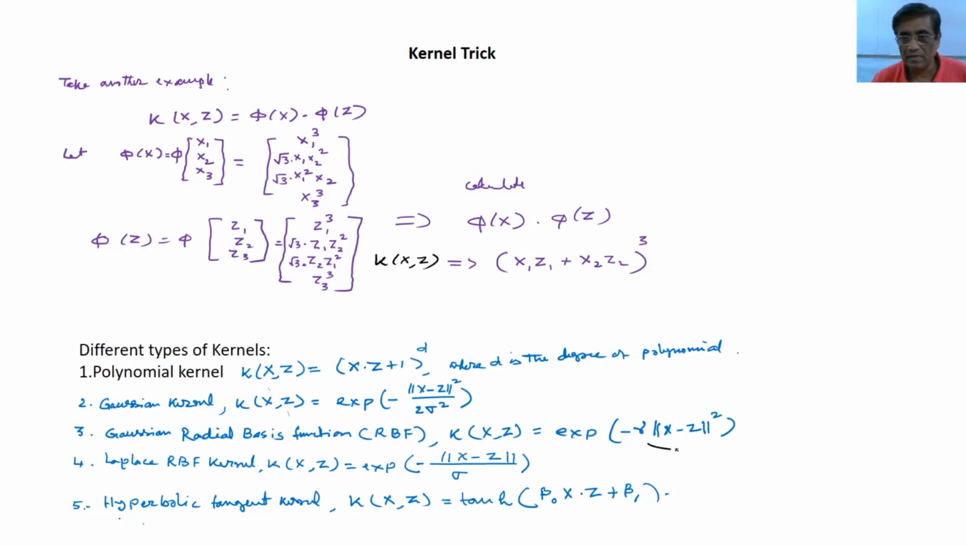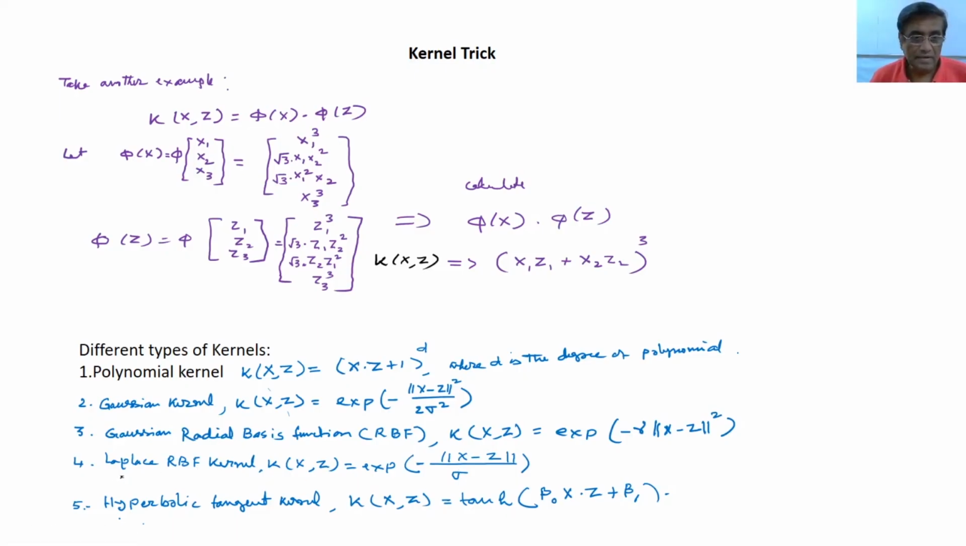Similarly, you have the Gaussian radial basis function, RBF, simply making this a parameter gamma. So here gamma is essentially 1 by 2 sigma squared as a particular case. The Gaussian kernel is a particular case of the Gaussian radial basis function kernel. This is a very popular kernel, the RBF kernel. It can help you take your data to an infinitely large higher dimensional space where they will be linearly separable, where you can apply a support vector machine.